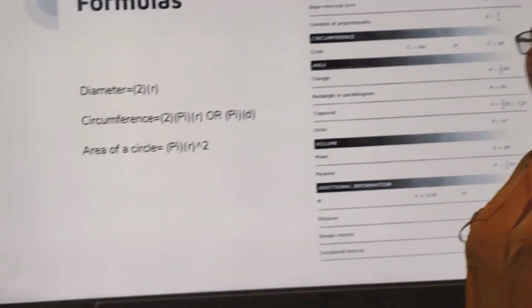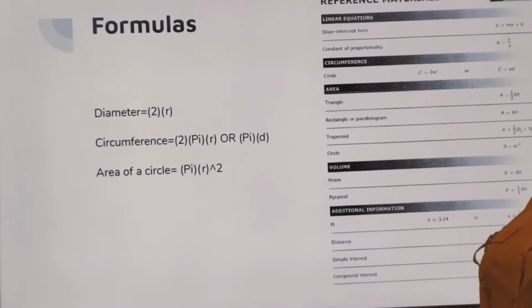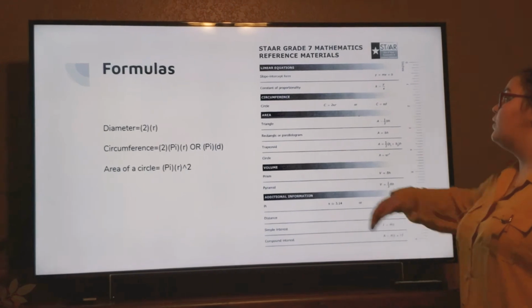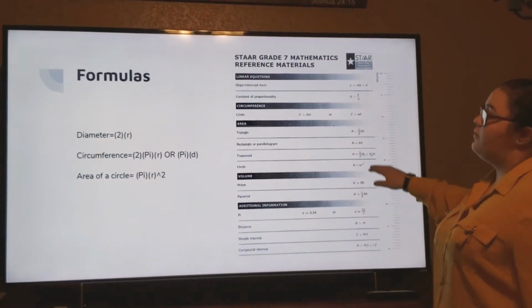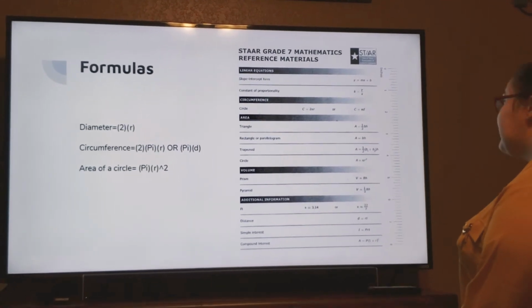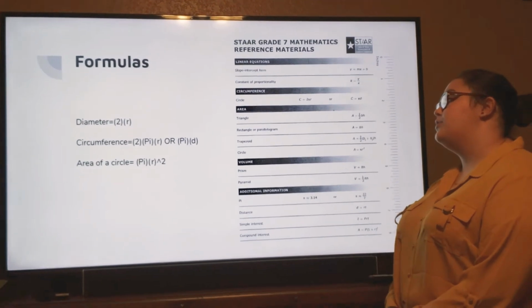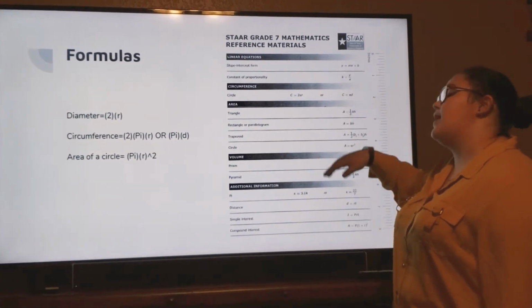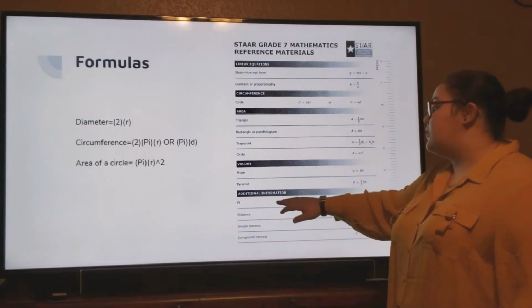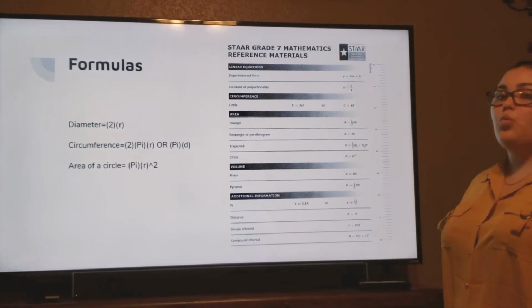That one's super easy because we just discussed that it's the medium-sized line, so it's going to be 2 of that radius. Circumference is the second one that we're going to talk about. It's right here on this reference materials. It's 2 times pi times the radius, or pi times the diameter. Depending on what you're given, it might be easier to do the pi times the diameter formula. Area of the circle is the third thing that we're going to discuss, and that one is pi times radius squared.